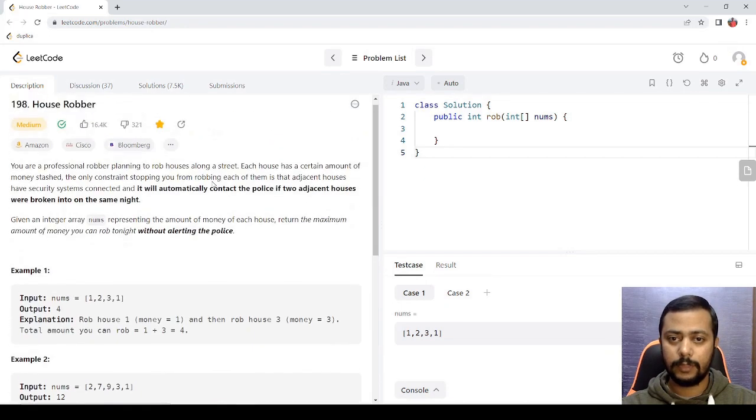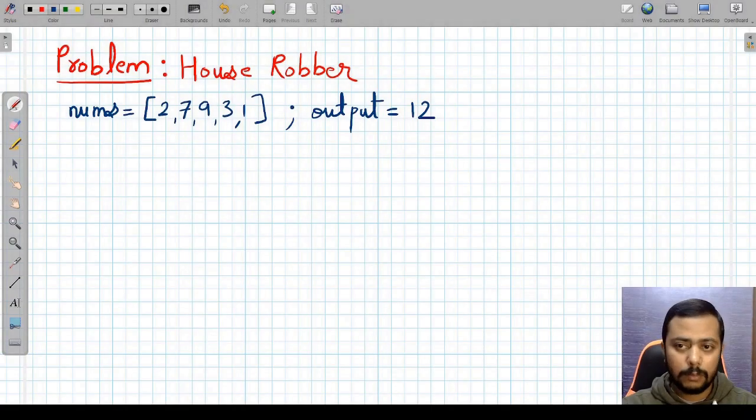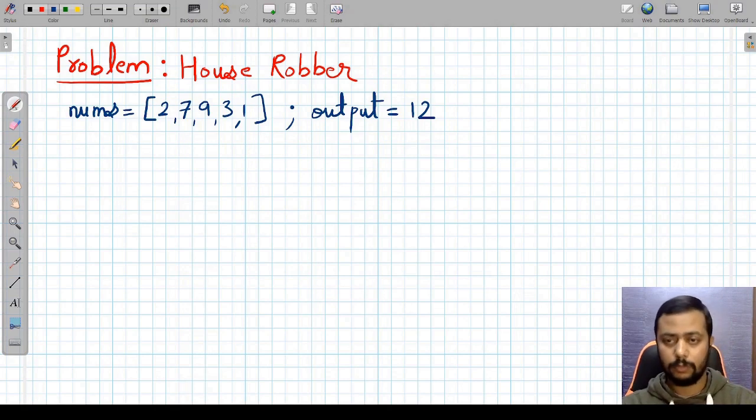Cool. So let's try to break down this problem using an example, and we will understand how the logic is working. Okay, so I'm using example number 2, which is given in the problem, to help you understand how we should approach this problem. So overall numbers array that is given to us is 2, 7, 9, 3, and 1. But let's start with the very beginning. Let's try to understand how we should approach this.